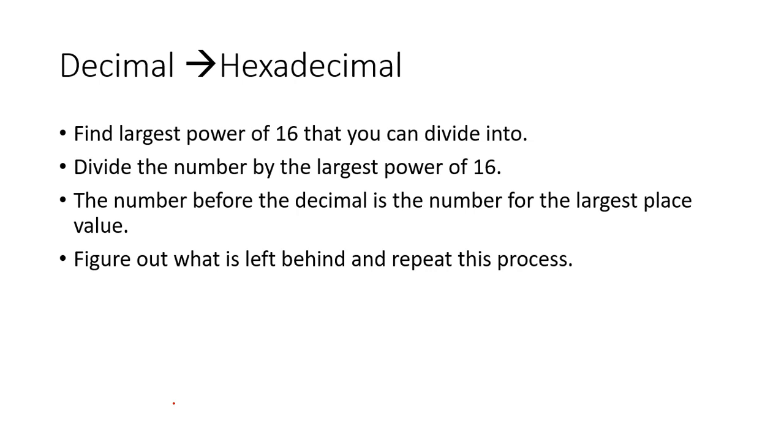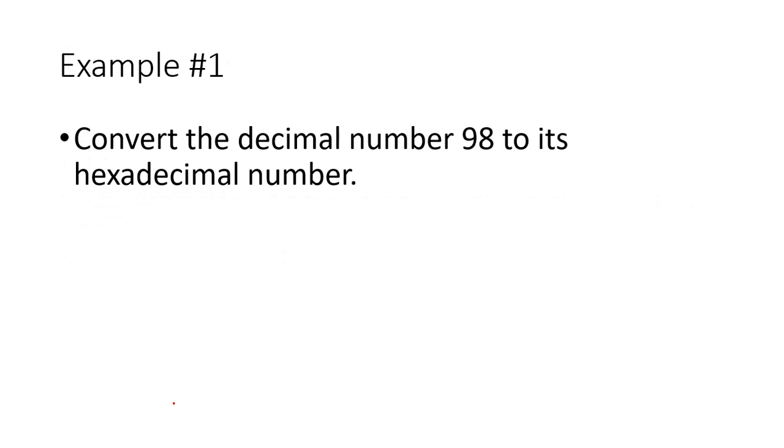Now, how do you go from our number system to hexadecimal? What you're going to want to do is find the largest power of 16 that you can divide into that number. We're going to divide that number by the largest power of 16. The number before the decimal is the number for the largest place value. Then we're going to figure out what's left behind and repeat the process.